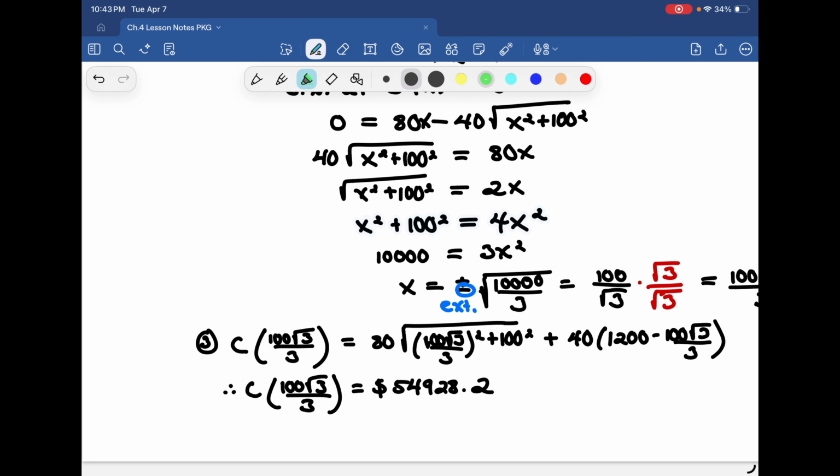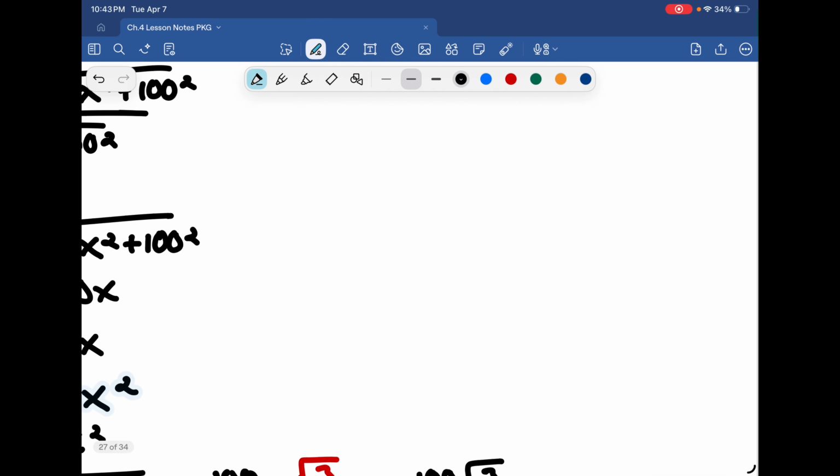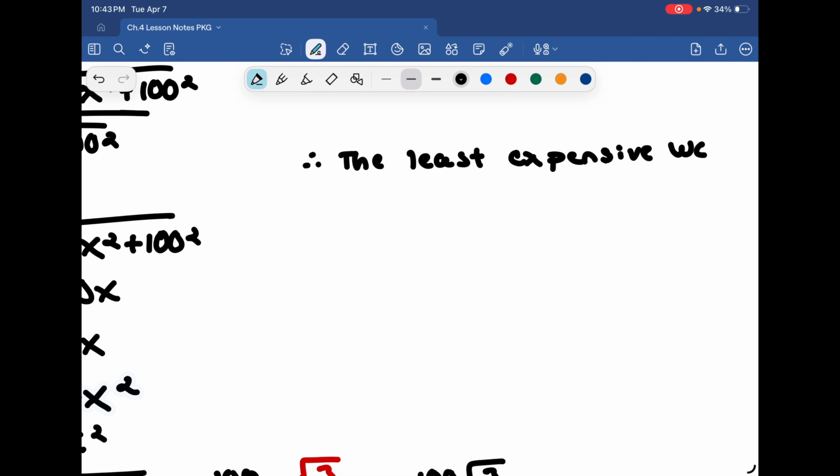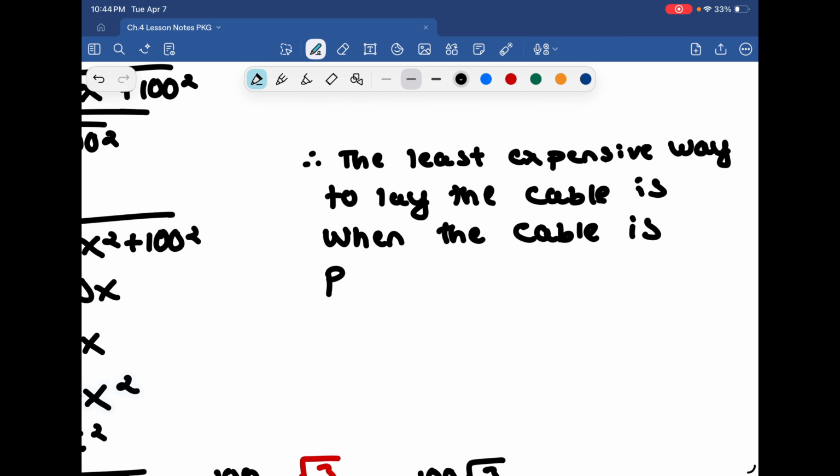So now, if we have this value, we're going to make sure we put it in a sentence with what this x means to us. So I'm going to do that up above here. I'm going to say, therefore, the least expensive way to lay the cable is when the cable is placed.